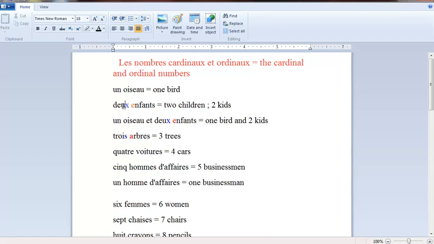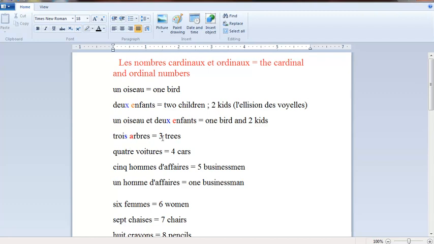Okay, this is called in French l'élision. This is just a side note. L'élision des voyelles, and it's marked here in blue and red by me, just so that you notice it as a pronunciation rule. Deux enfants. Un oiseau et 2 enfants. 1 bird and 2 kids.